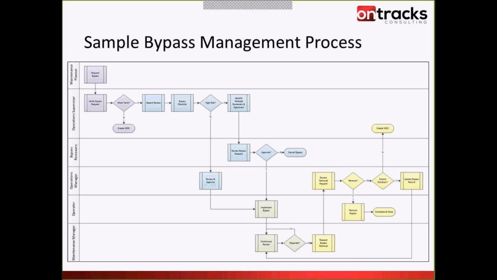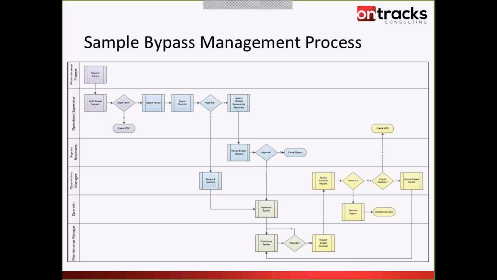Okay, so now here I've got a sample bypass management business process that could be defined in Maximo. This sample process has been broken out into 4 different phases. So the first phase, which is represented by the purple boxes, is the request phase. So this is where we are identifying the need for the bypass, documenting the high-level details of what's required, and initiating that verification of that request.